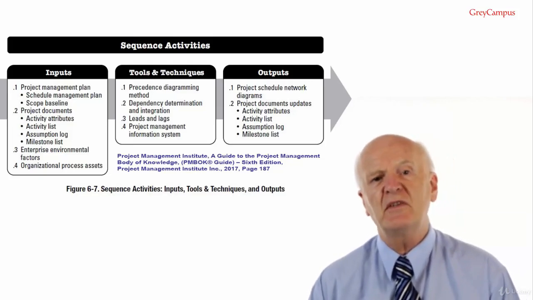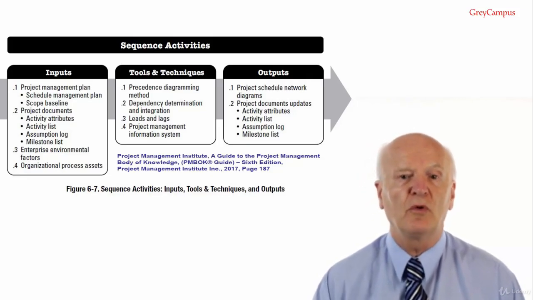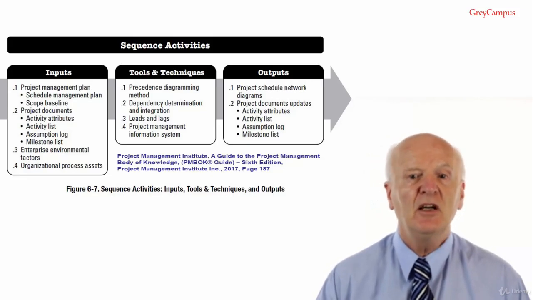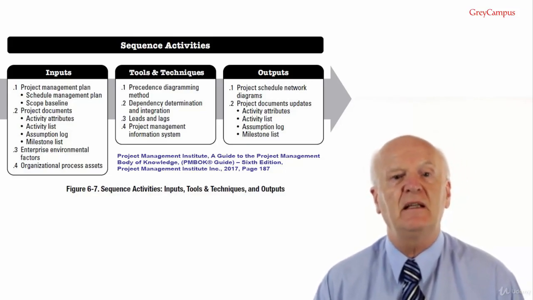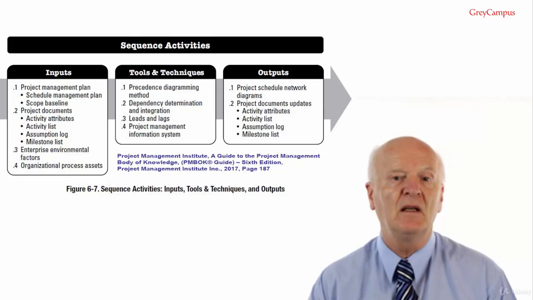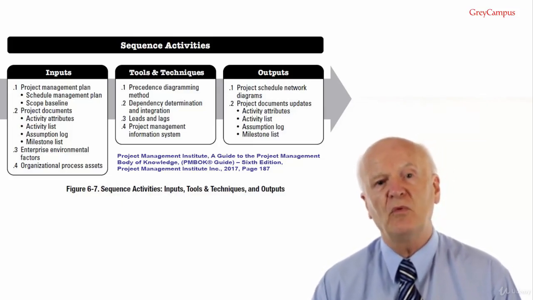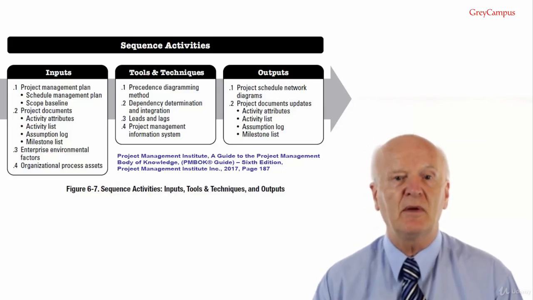You can also look at previous activity attributes for more information, and you can check out how sequencing has been done previously. Hopefully you'll find these documents in the Lessons Learned repository. Sequence activities, tools and techniques. Tools and techniques number 1, precedence diagramming method.